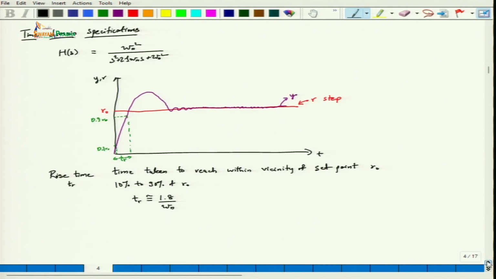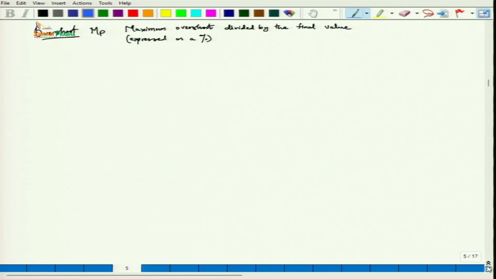So let us go back to our figure here. If you look at this particular point, that is the maximum point, that is the maximum overshoot, and we divide it with respect to R naught. So you can take it something like this quantity here is a representative of MP. Basically it's this value here divided by R naught.